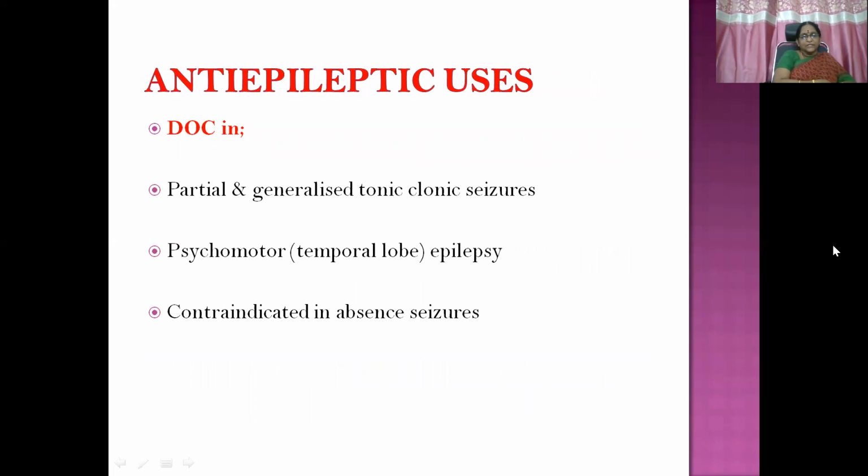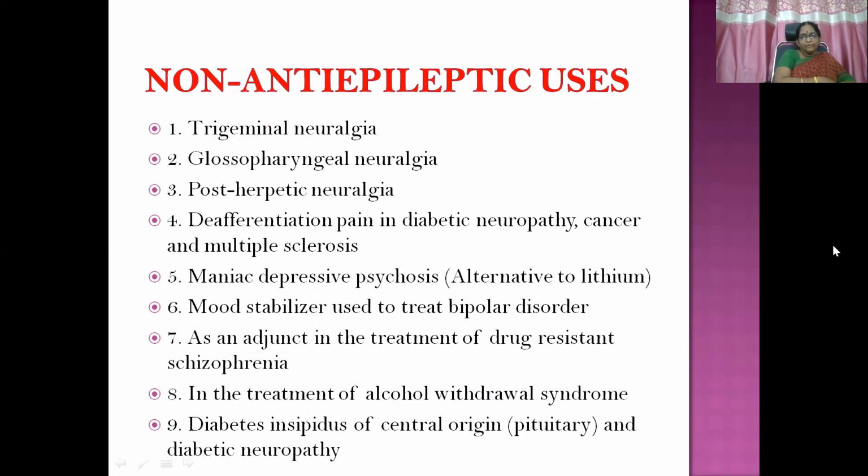Drug of choice in partial and generalized tonic-clonic seizures, and also psychomotor or temporal lobe epilepsy, but contraindicated in absence seizures. The same is the case with three molecules, contraindicated in absence seizures. Non-anti-epileptic uses: see, so many non-anti-epileptic uses of the carbamazepine molecule are out there, so you may get even short notes on uses. Trigeminal neuralgia, glossopharyngeal neuralgia, post-herpetic neuralgia, deafferentation pain in diabetic neuropathy. All these are four types of pains you can remember.